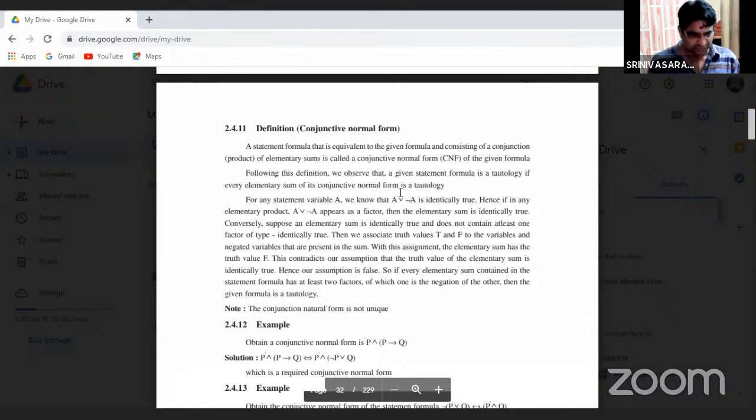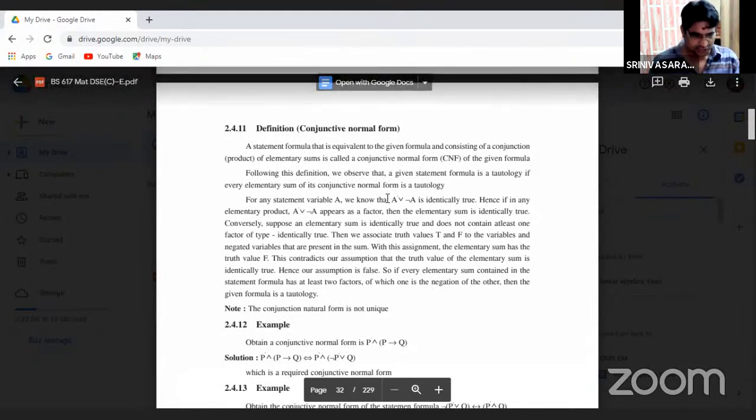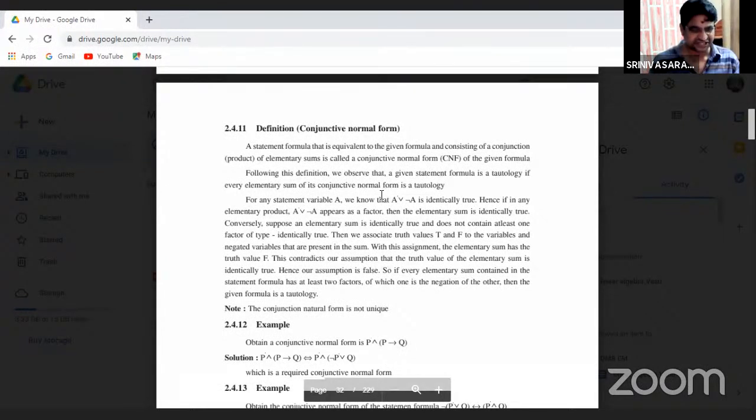Now, following the definition, we have to observe this one. A statement is a tautology if every elementary sum of its conjunctive normal form is a tautology. A very important concept is there. In conjunctive normal form, we have to consider the tautological expression. Finally, we are getting the result as tautological values. That is the tautology. Whether it is a tautology, contradiction or contingency, whatever it is here, the answer is tautology: a conjunctive normal form with tautological expressions.